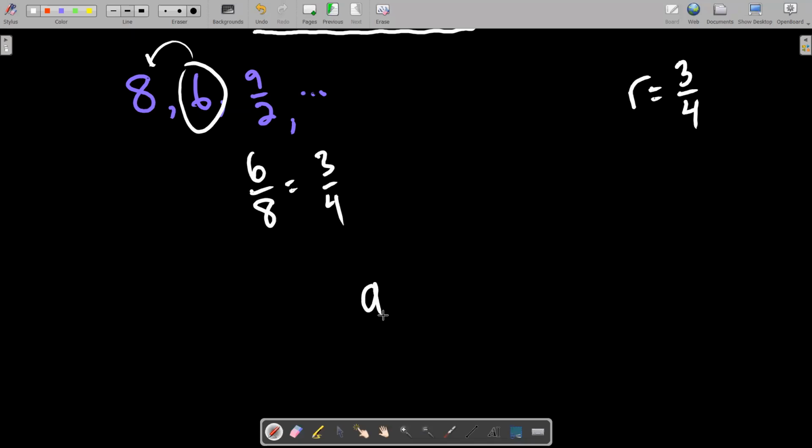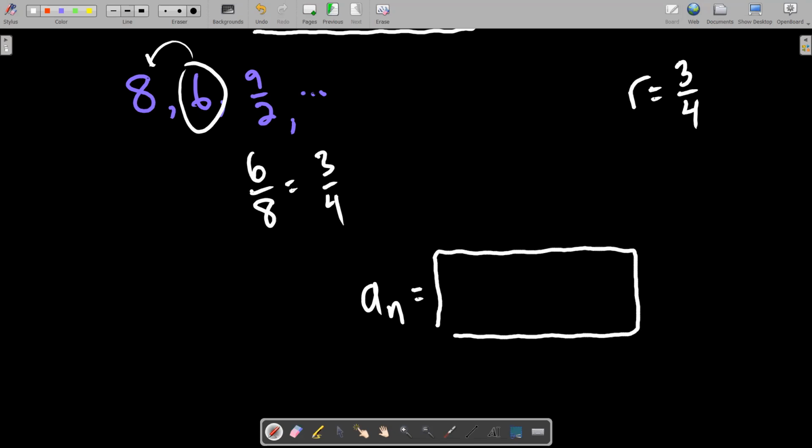All right, so help me out with this. When I'm on my Delta Math and it says a sub n equals big box, what is the big box going to say? 8 times 3/4 with an exponent of. Dope.